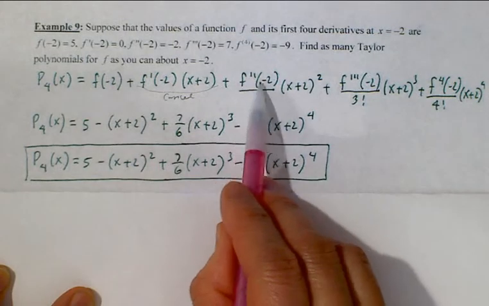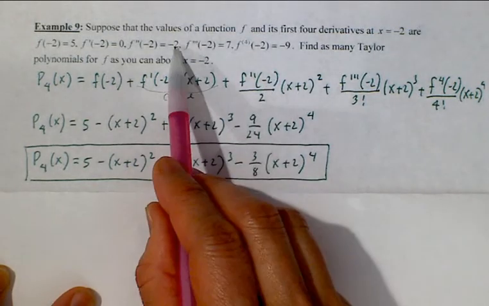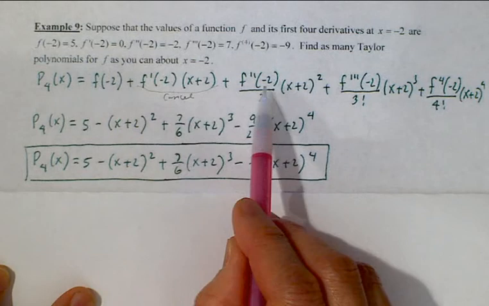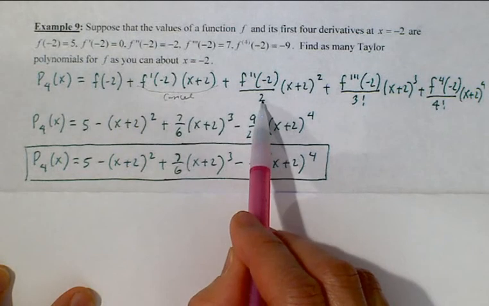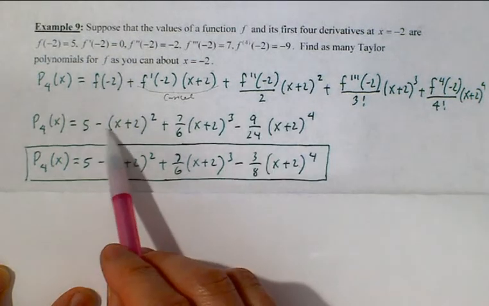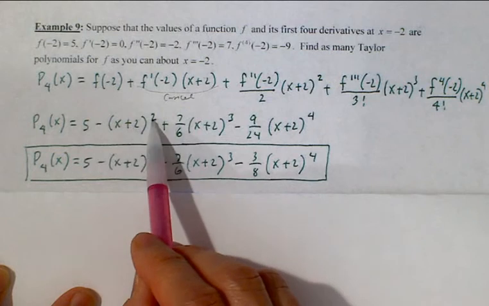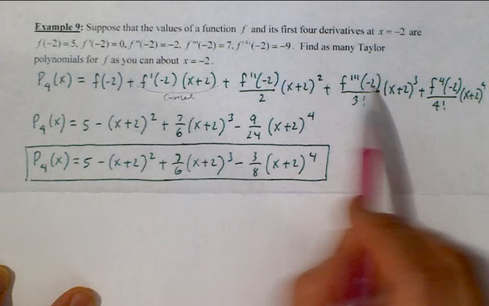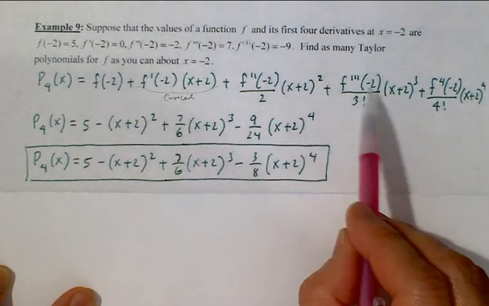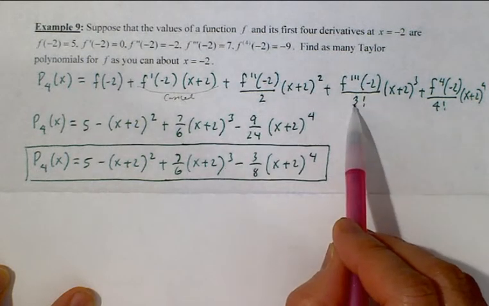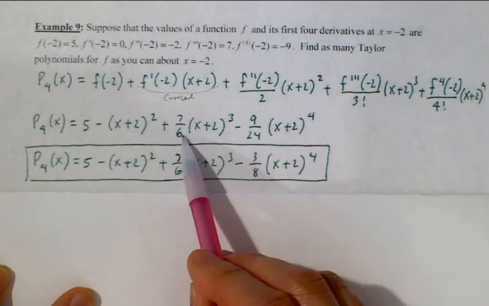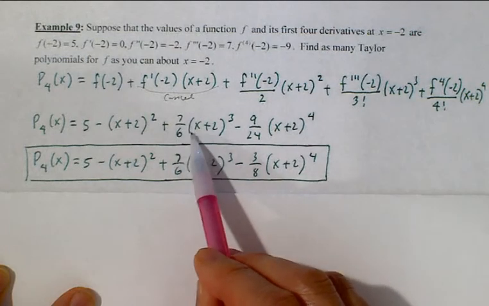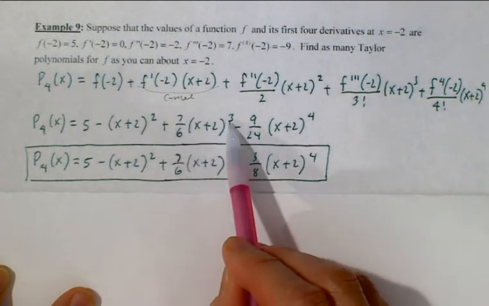F double prime of negative 2 is negative 2. And so if I put negative 2 in for this and then divide it by 2, that cancels itself out. So I get a minus x plus 2 to the second power. And then f triple prime of negative 2 is given as 7. So that will be 7 over, and then if I multiply out 3 factorial, you get 6. So it's 7 sixths times x plus 2 to the third power.